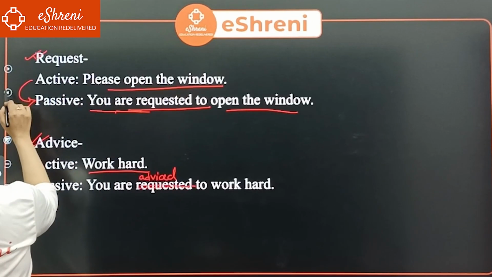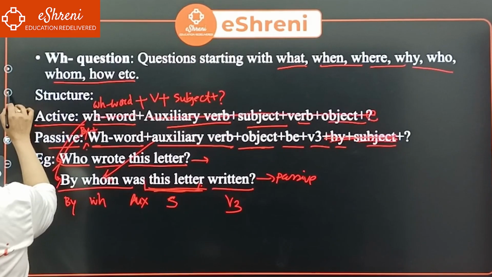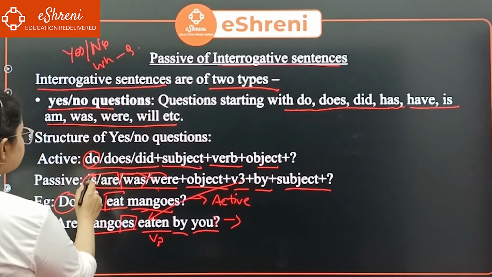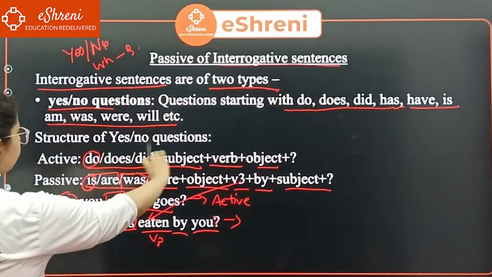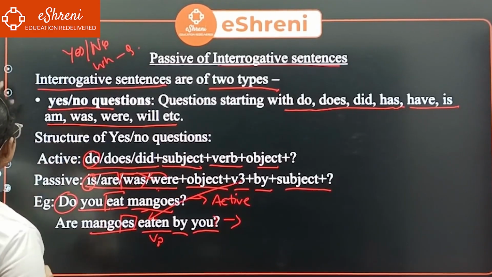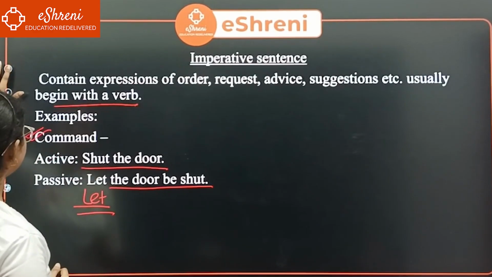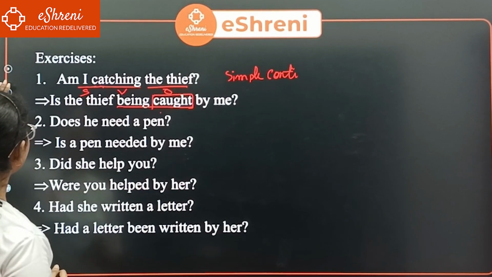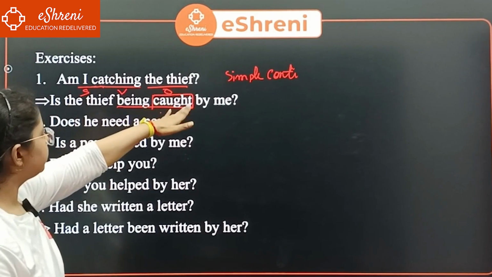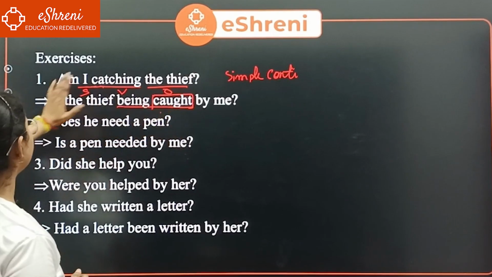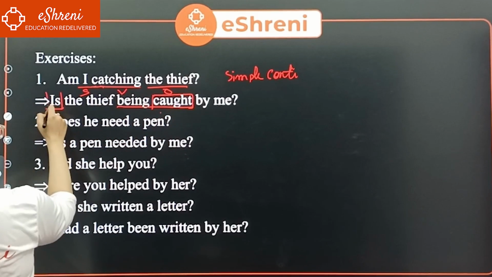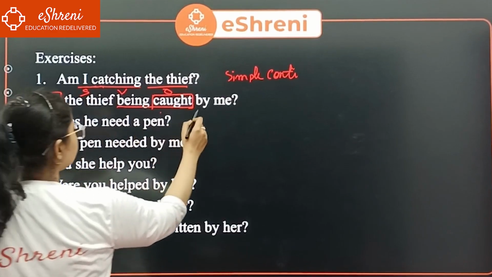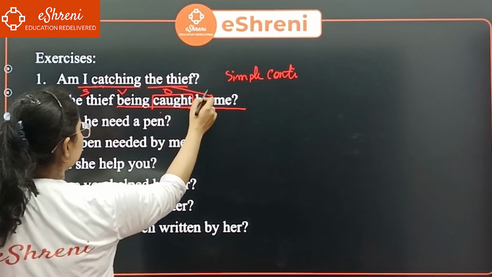And if you go backward to the previous slide, in a yes/no question, when there is "is", we always have to use a verb first. So here, since "am" is there, according to the subject, the "am" will change to "is", because we have to use "is" with thief. So, is the thief being caught by me, because "by me" will come at the last.